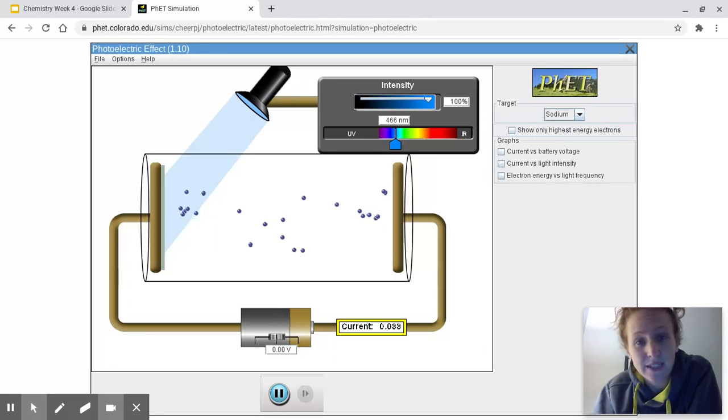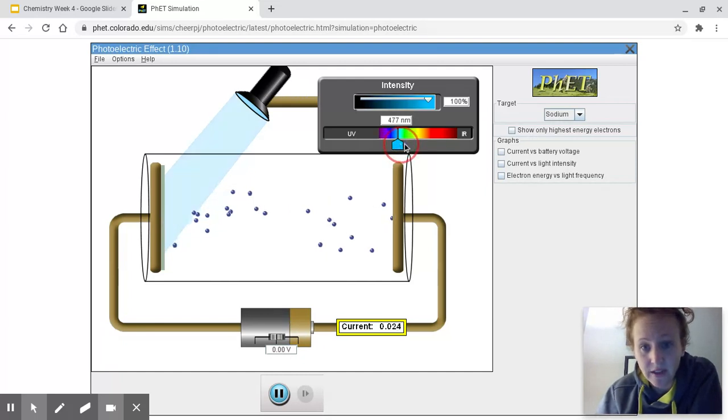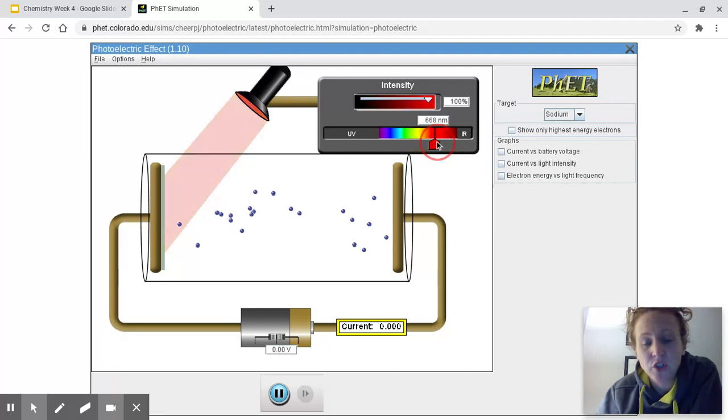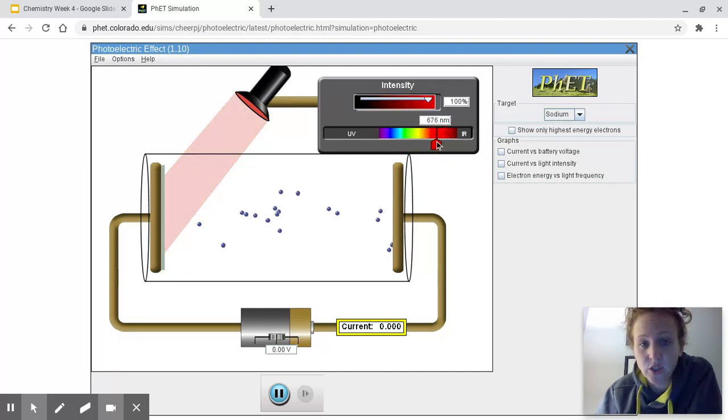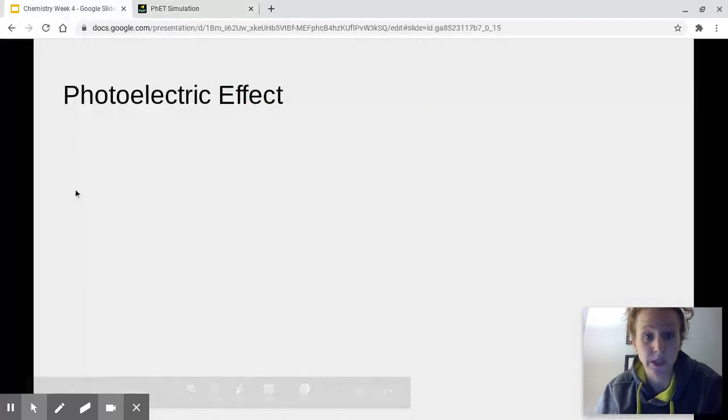Now, here's why it's such a big deal. If we change the wavelength of light, notice that I have this control up here, and I can choose a wavelength of light to shine on the metal. And not every wavelength will knock off an electron. And that was very strange. And here's why it's so strange. Let's pause this and let me tell you, if light was a wave, here's how it should behave.